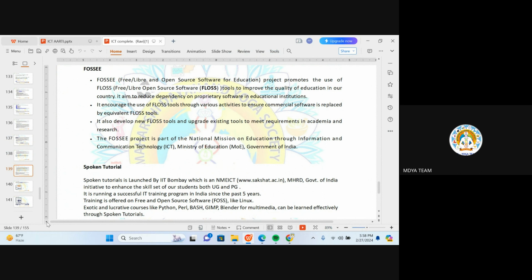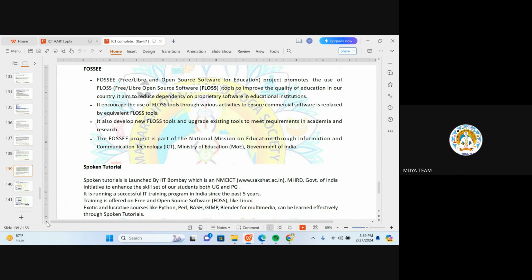The full form of FOSSEE is Free and Open Source Software for Education. As we discussed, FOSS is free libre open source software. FOSSEE is for education, to improve the quality of education. Through the source code, the student can get knowledge about that software and can use it to upgrade their knowledge.